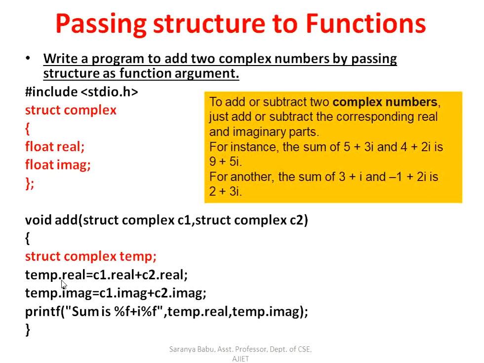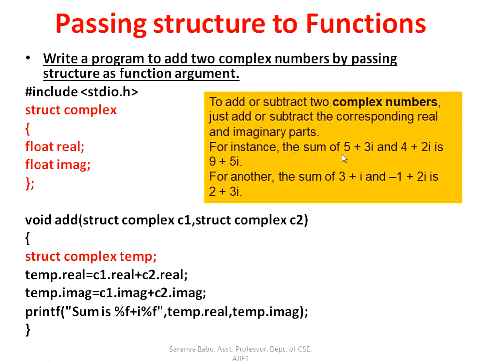Now next is passing structure to function. How will you pass structure to functions? Okay, we had a function concept. So write a program to add two complex numbers by passing structure as function argument. Same way, after the header file, define the structure. To add or subtract two complex numbers, what do you do? You just add and subtract the corresponding real and imaginary parts.